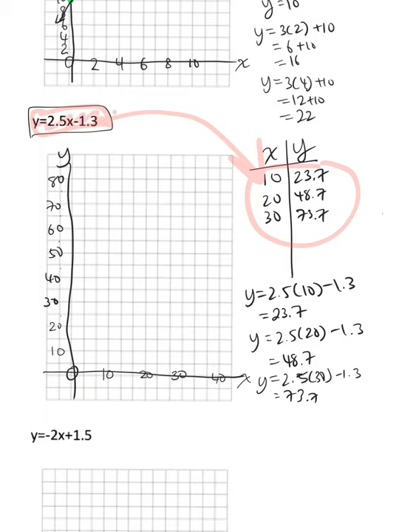Okay, so the first point I want to graph is 10 and 23.7. So I go where x is at 10, and 23.7 is going to be a little less than 25. So let's go right here. And then 20 and 48.7 is going to be a little less than 50. 30 and 73.7 is going to be a little less than 75, so I go right here.